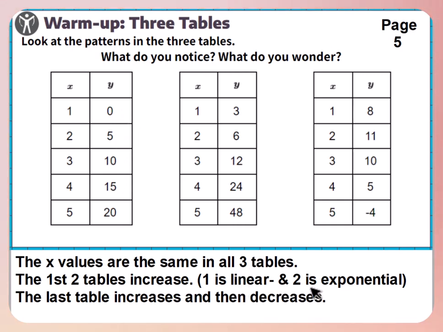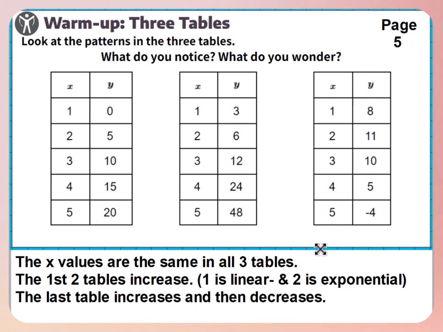First is linear, and table 2 is exponential. So I should be multiplying that first y value, which is 3, by something to get 6. 3 times 2 is 6. 6 times 2 is 12. 12 times 2 is 24. 24 times 2 is 48. So 2 is what we're multiplying by each time.